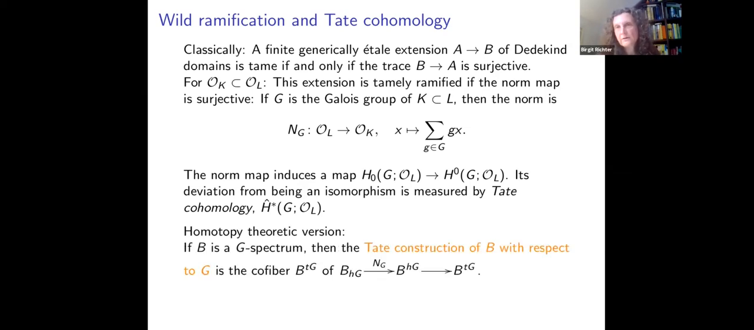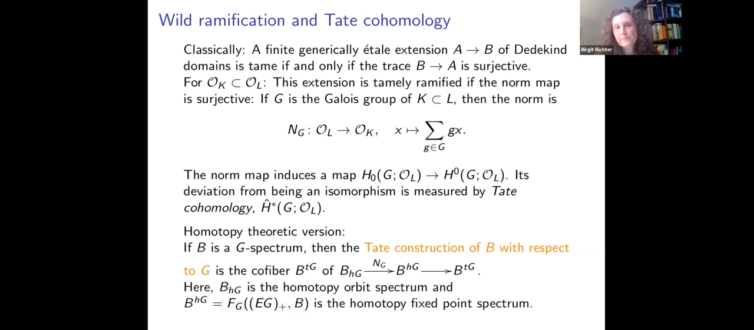You have an analog of the norm map going from the homotopy orbits to the homotopy fixed points. That's the norm map. And then the Tate construction is just the cofiber of that map. So BhG lower is just the homotopy invariant notion of the orbits, and BhG upper is just the homotopy fixed points. So you just make everything homotopy invariant, you still get a norm map, and you study the cofiber.